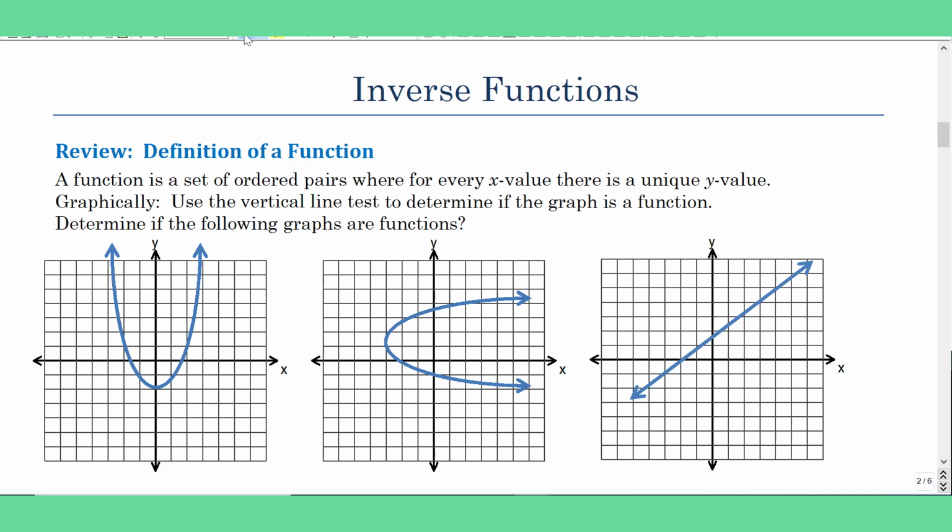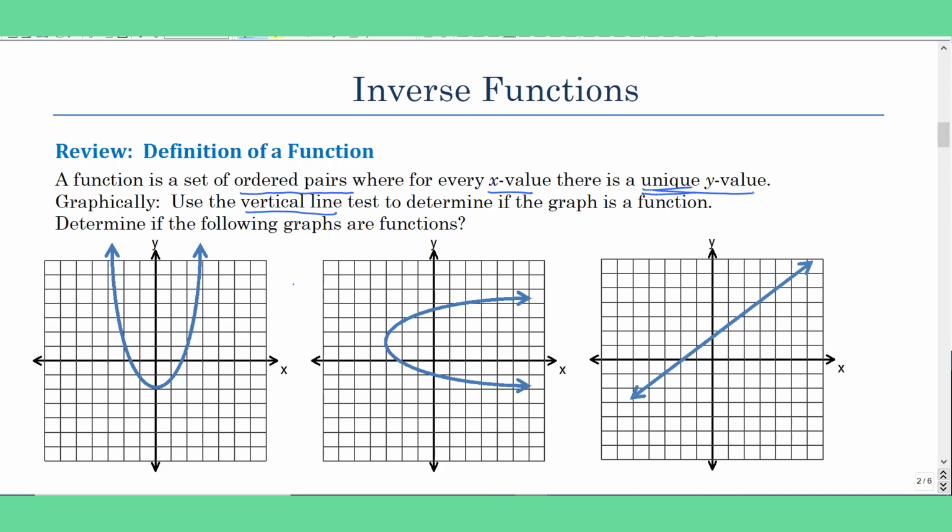Remember our definition of a function. A function is a set of ordered pairs where for every x value, there is a unique y value. Remember, we used the vertical line test on graphs to determine if a graph is a function. In other words, for every x value, there is a unique y value.